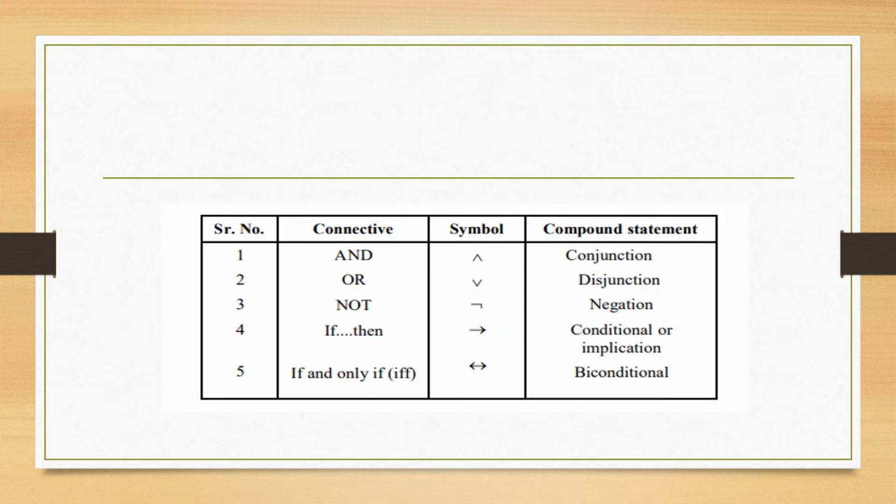So we see different types of connectives. The first one is AND, which is denoted by the conjunction symbol. OR is denoted by the union-like symbol, disjunction. NOT is denoted by tilde, negation. If then uses the implies symbol, we call it conditional or implication. And if and only if is the biconditional symbol, it is a biconditional compound statement.